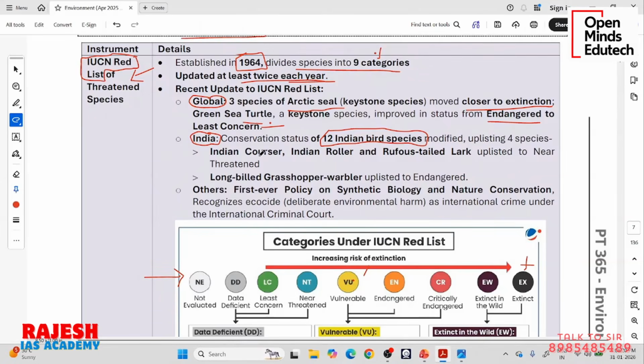So here all the species I'm talking about now are birds. What is Indian courser? It is a bird. What is Indian roller? It is a bird. Rufous-tailed lark, it is a bird. They are moved to near threatened. You can ignore this. It is very difficult to remember.